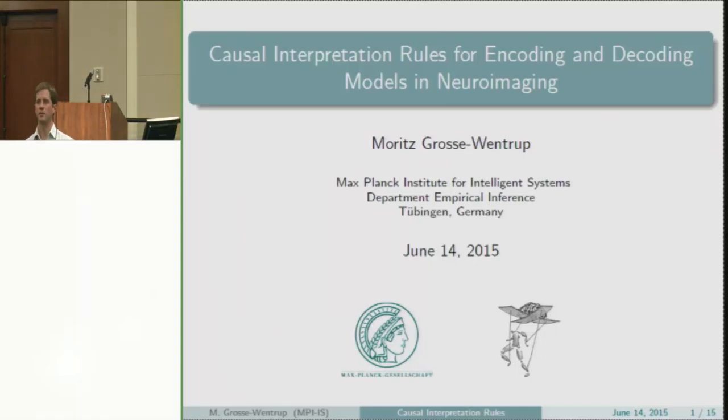So I'm going to stand down here because I want to use the laser pointer and that doesn't work that well from up there. So I'm Moritz Große-Wentrup.